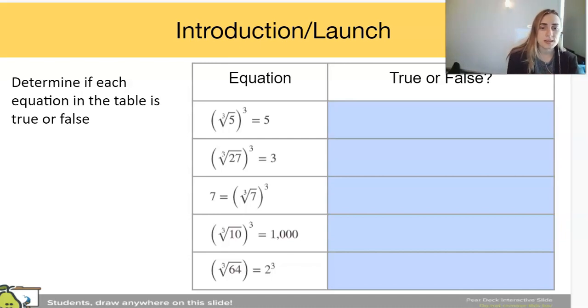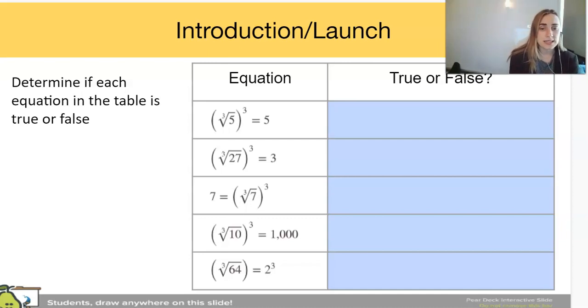In math, parentheses are a grouping symbol, which means that whenever you see parentheses, they're put there to show that we're keeping everything together. So for example, in the first equation where we have the cube root of 5 raised to the third power, those parentheses are showing that we're raising the cube root of 5 to the third power. That's just a way of clarifying. We're not saying we're taking the cube root of 5 to the third power. We're saying all of the stuff in the parentheses is being raised to the third power.